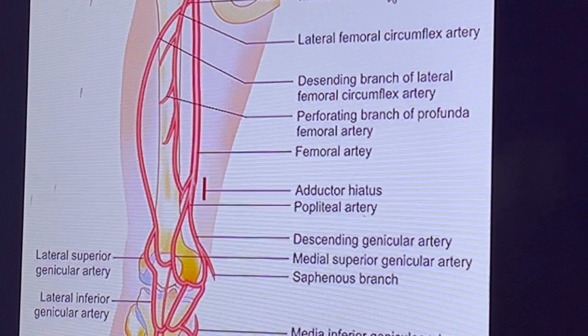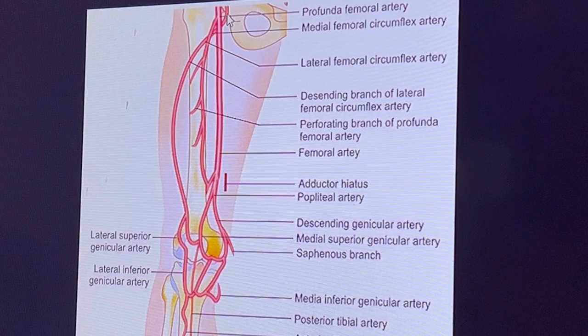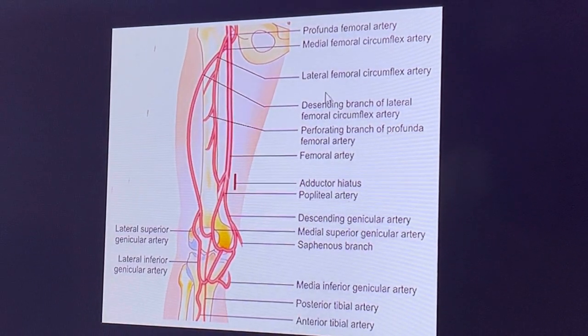Then you have the branches: the femoral artery, the profunda femoris artery, then the medial femoral circumflex and lateral femoral circumflex. Then you have the descending branch of the lateral femoral circumflex artery, and the perforating arteries of the profunda femoris artery. This is the main femoral artery which is coming below; the adductor hiatus is here. Here it becomes the popliteal artery. Then you have the descending genicular artery, medial superior genicular artery, then saphenous branch, medial inferior genicular artery, posterior tibial artery, anterior tibial artery, and the lateral superior and lateral inferior genicular arteries. So these form the circulation around the knee joint.